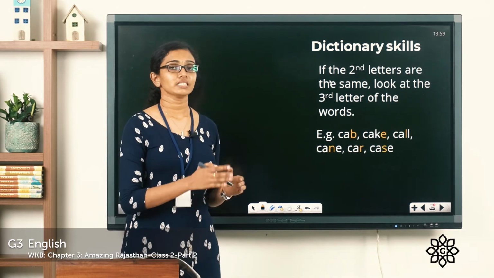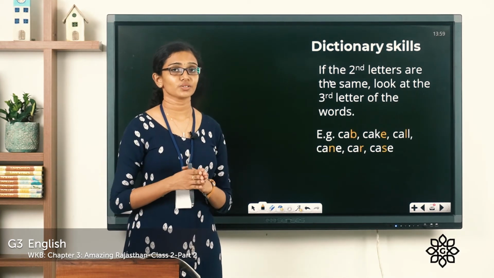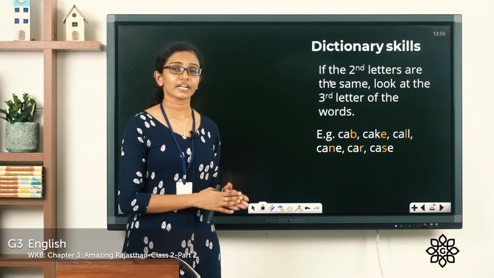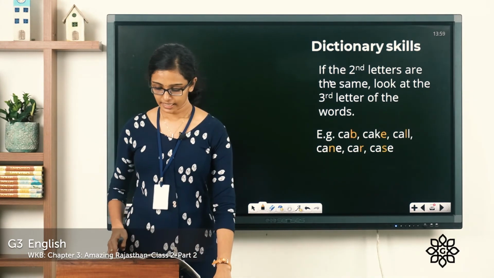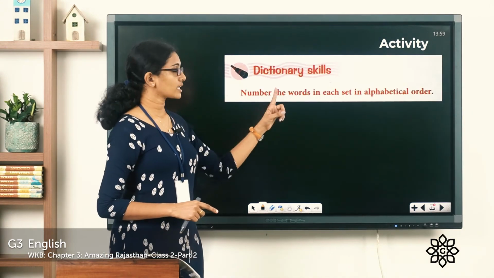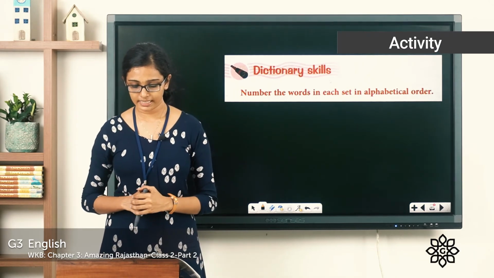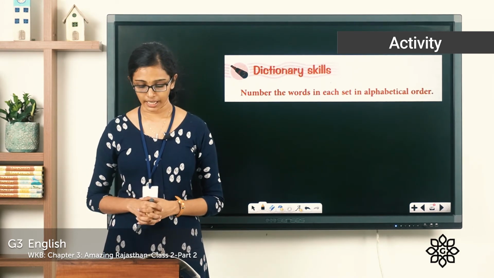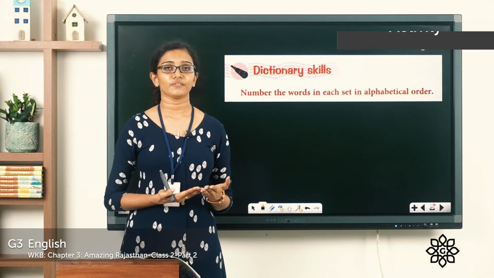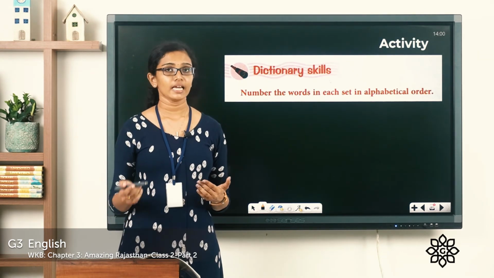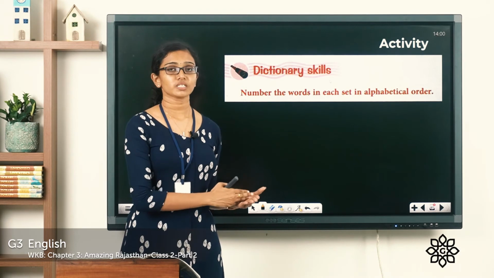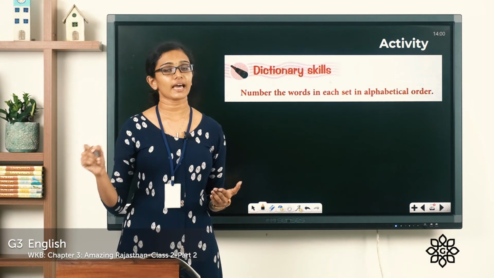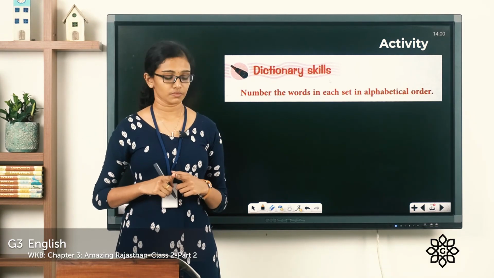Like in the previous two cases, if the first letter and the second letters are also the same, you look for the third letter and it goes on like that. So this way you can arrange different words in alphabetical order, and in your workbook page number 23, you can see this question. Number the words in each set in alphabetical order, and you can see a set of 6 words there. You have to compare the first or second or third letters accordingly, and you have to number which word comes first, which word comes second. So you have to number them like 1, 2, 3 and so on. You can do this as an activity today.